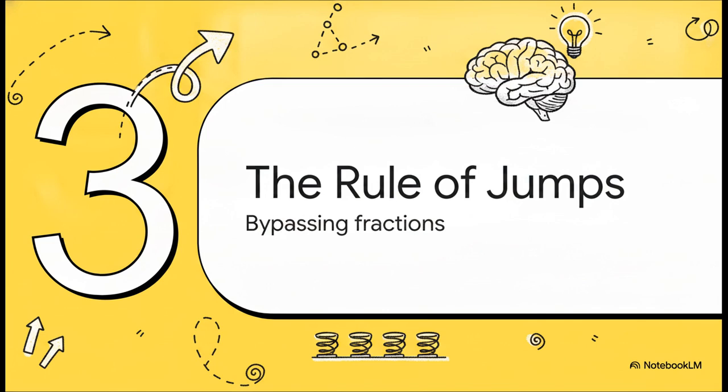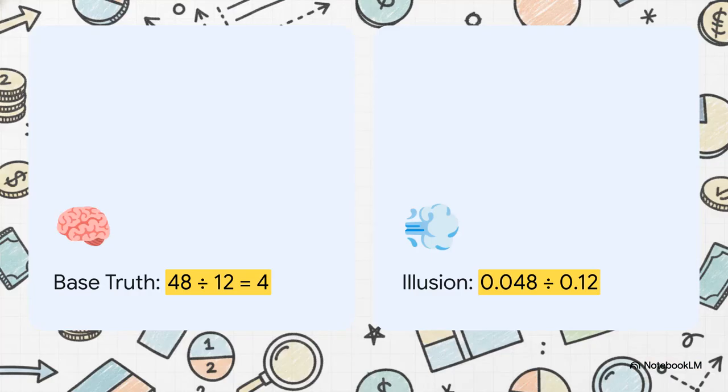Section 3. The Master's Secret. The Rule of Jumps. But what if you're out wandering the realm, no pen or paper in sight, and you want to shatter these illusions entirely in your head? This is where we bypass the shifting trick completely. We have the base truth.